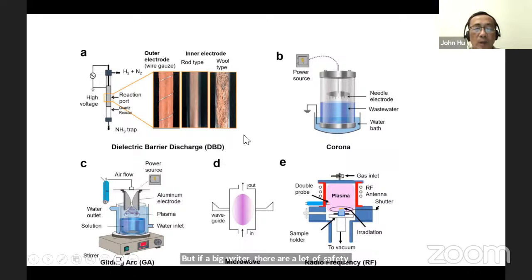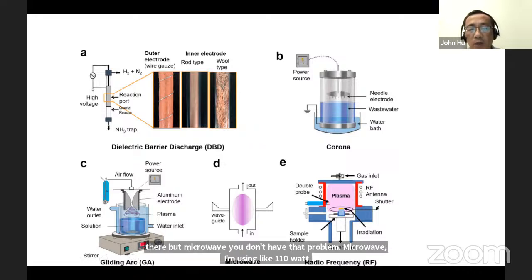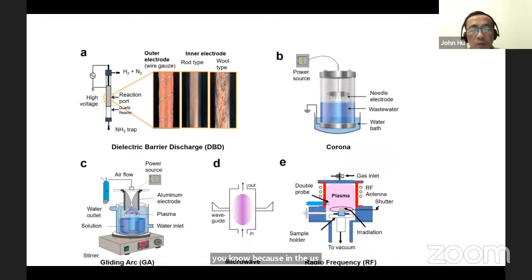But with microwave, we don't have that problem. For microwave, I'm using about 110 volts, because in the US the voltage is 110. You plug into the wall, and there are no safety issues. It's pretty safe. True, you worry about microwave leakage, but that's very minimal. I mean, you use a microwave at home, right? You wouldn't have a microwave leakage problem.